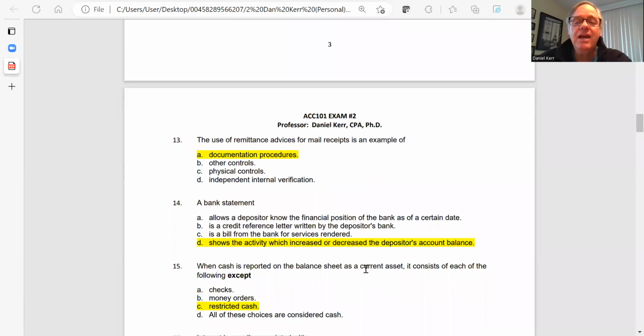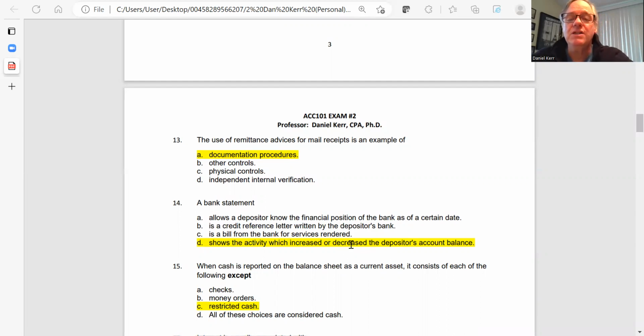This is simply a statement that we get from the bank. It shows the activity, which is either increase or decrease in the depositor's account balance per the bank. Let's take a look at the options. By process of elimination, allows the depositor to know the financial position of the bank? Nothing to do with the financial position of the bank. Is a credit reference letter? No, nothing to do with that. Is a bill from the bank? No, the bank doesn't bill us. What the bank does, if we owe money to the bank, they take it out of our account. So the correct answer is D.